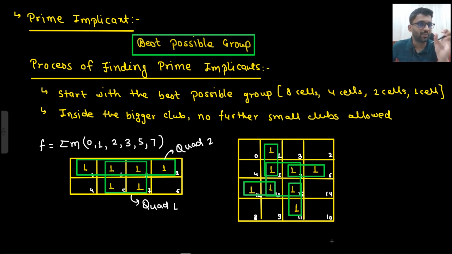No further small clubs should be there inside the bigger club. So if the whole club is there in the bigger club, then it will not be allowed. Otherwise it can be allowed. So one element is connected, so it is allowed.